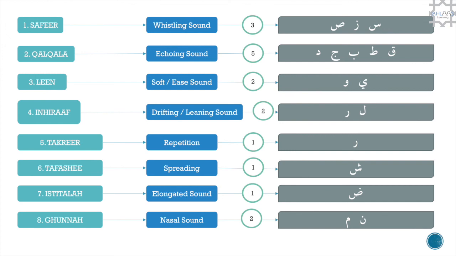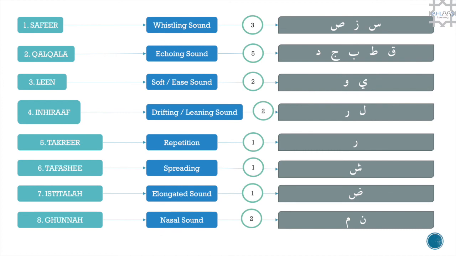So just to summarize the whole table, and again just to echo that we are repeating these tables so it can build up on your knowledge of each category. So Safir, which is a whistling sound, 3 letters are involved, the letters Sin, Za and Sad. Qalqalah, which is the echoing sound, 5 letters, Qutubu Jad. Leen, which is soft ease sound, 2 letters, Ya Sakina, Waw Sakina, preceded by a fatah. Inhiraaf, which is the drifting or the leaning, there are 2 letters involved, the letter Lam and the letter Ra.